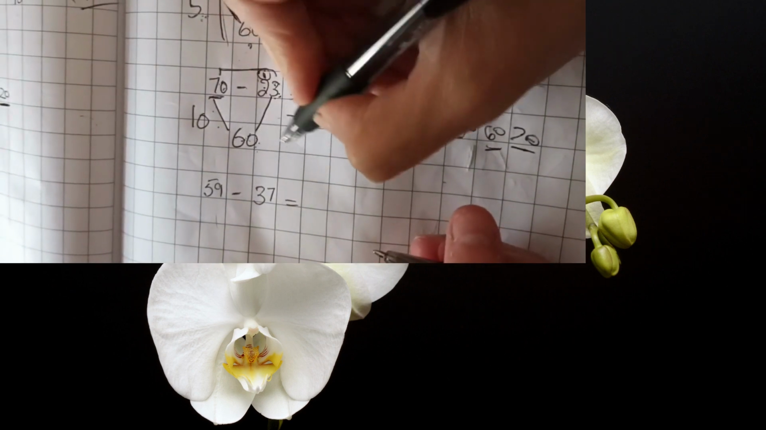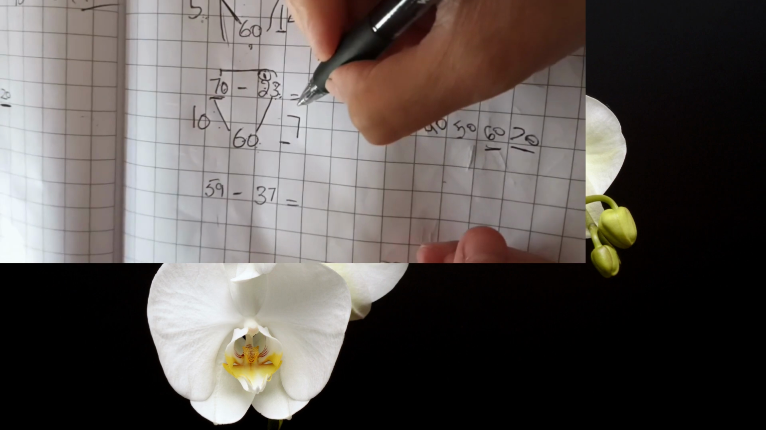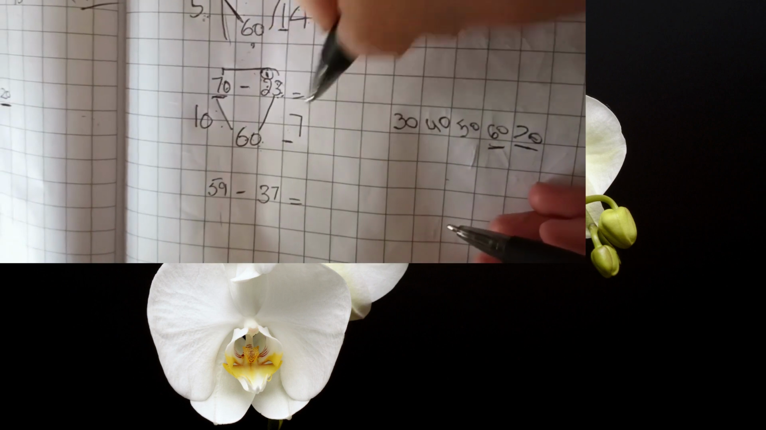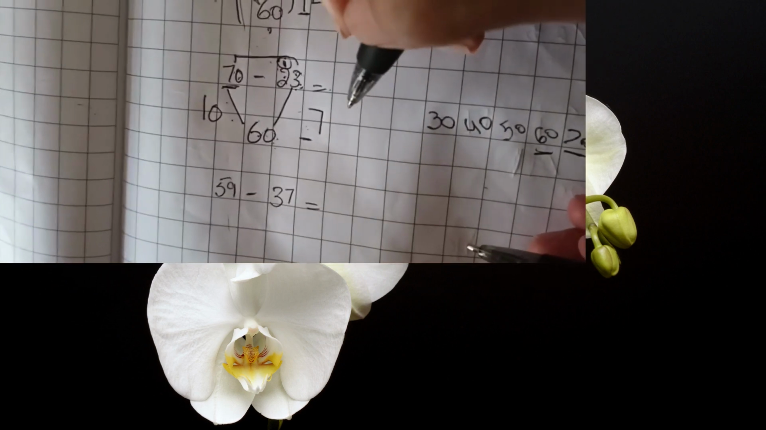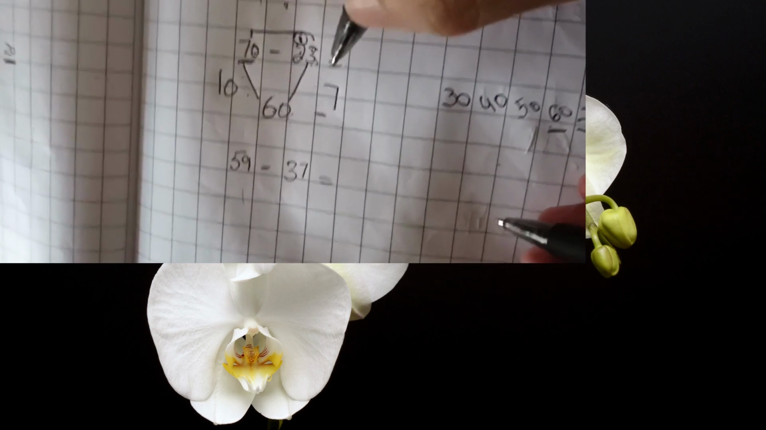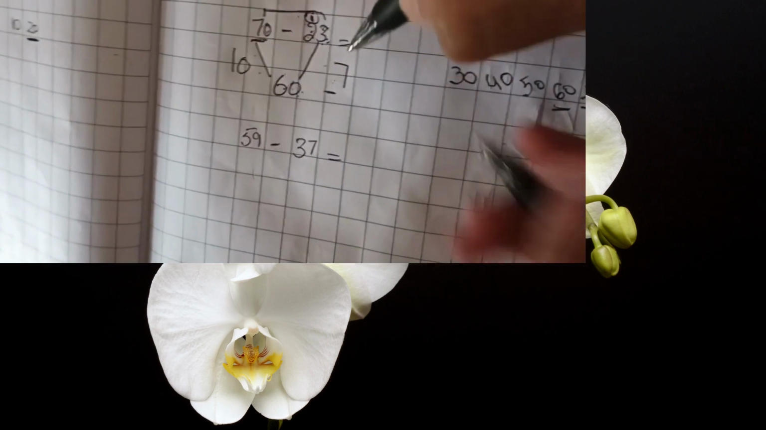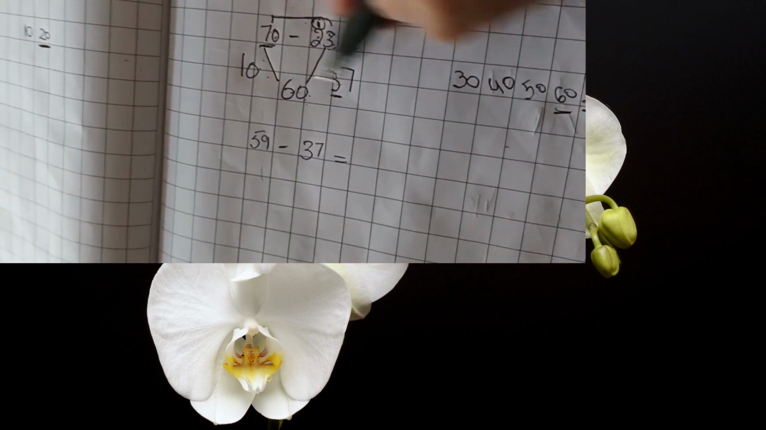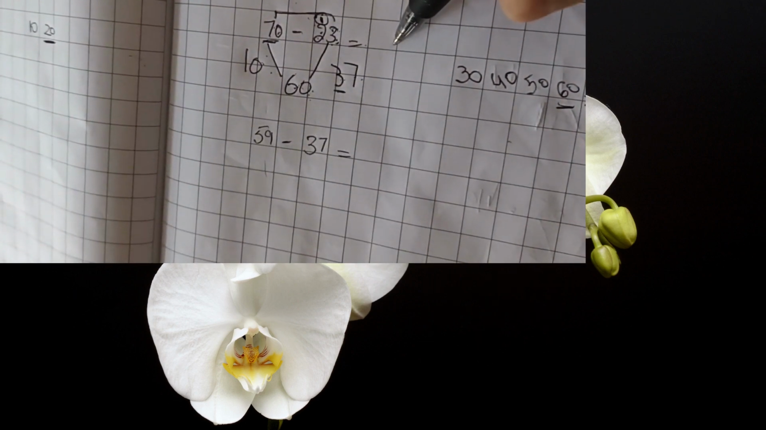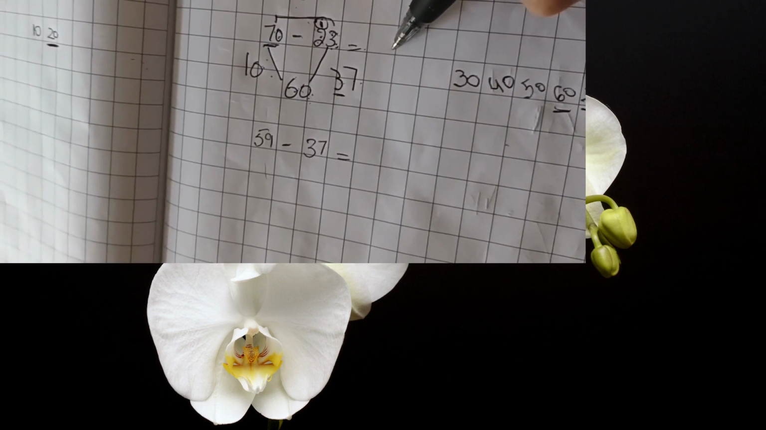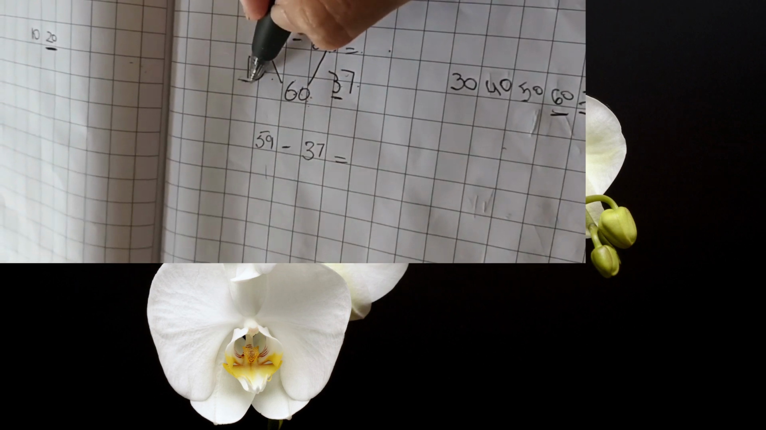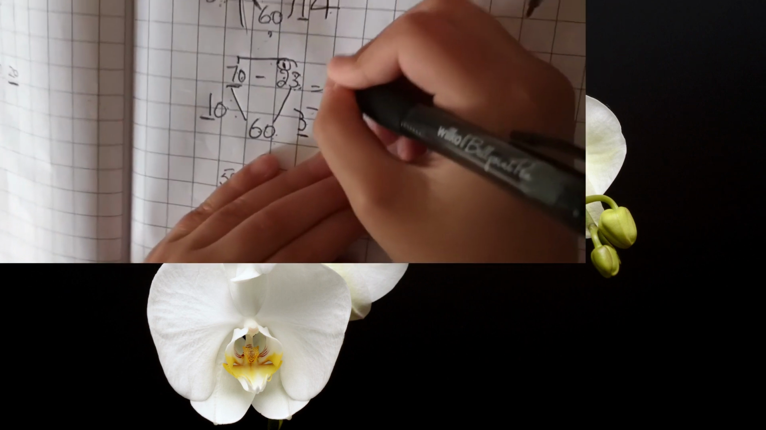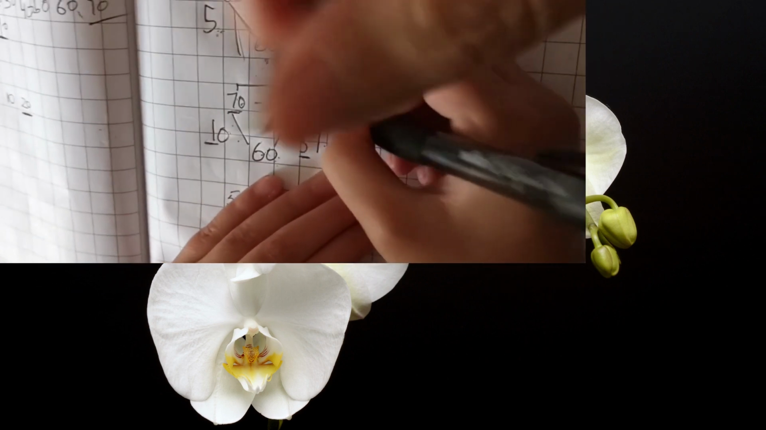3 add what number makes 6? What number will you add to 3 to get 6? 3. Yeah, 3. Okay, so now what we got? We got 10 and we got 37. So 10 add 37 is 47. 47 is your answer. You were saying the answer wrong before.